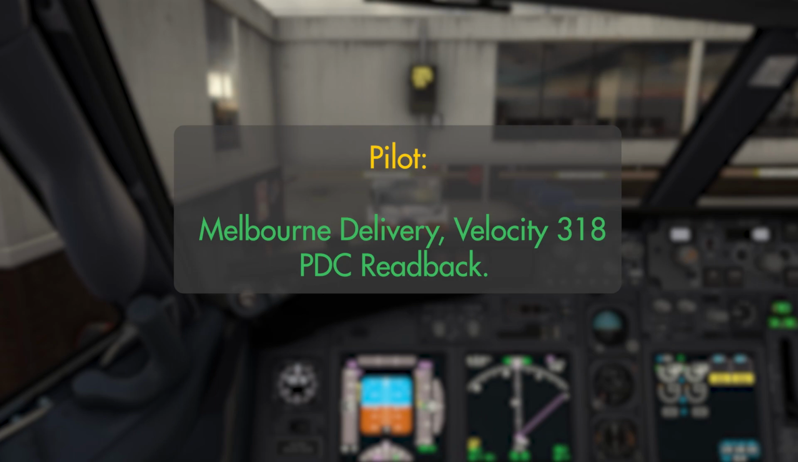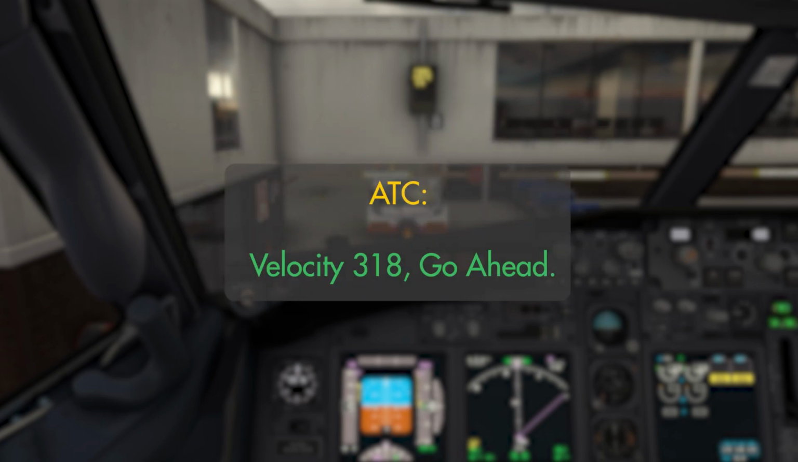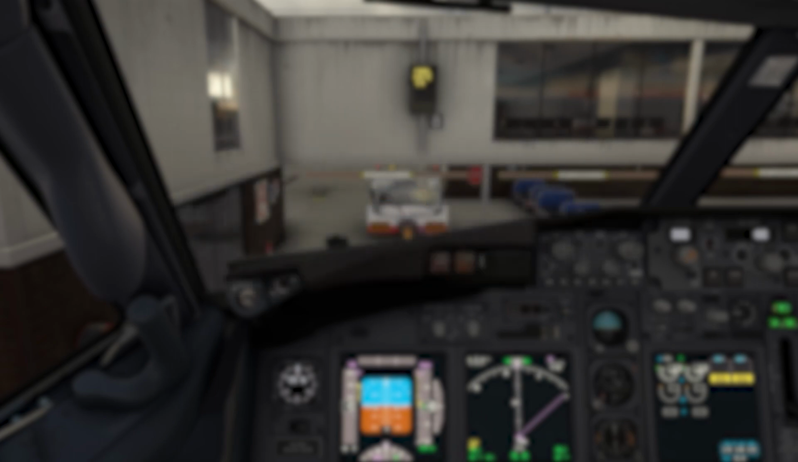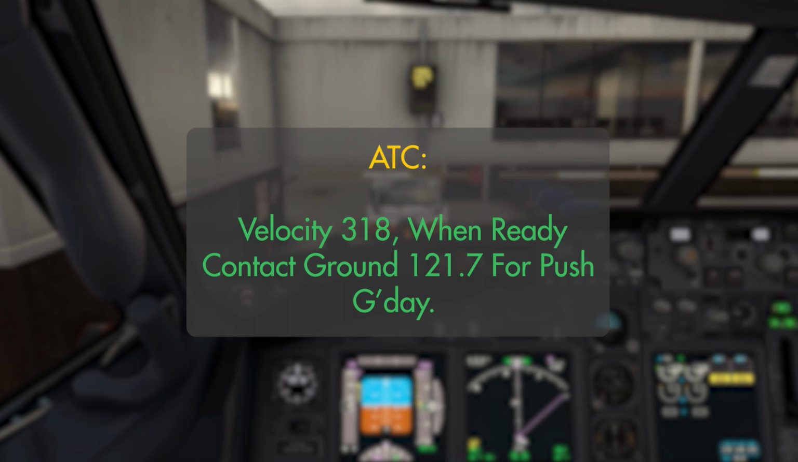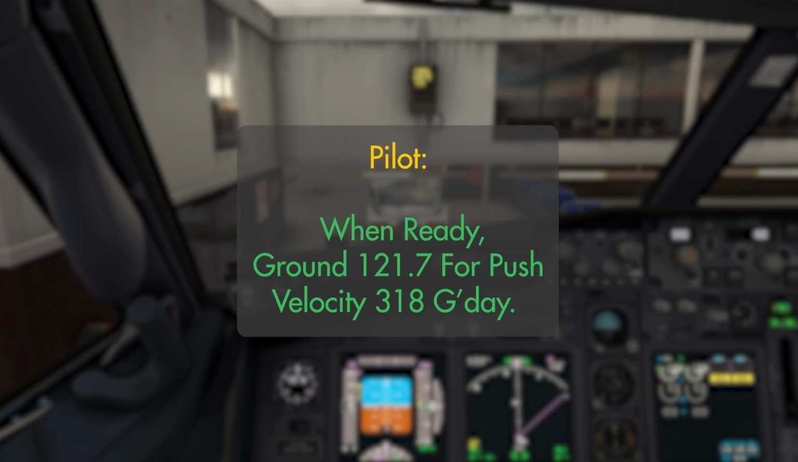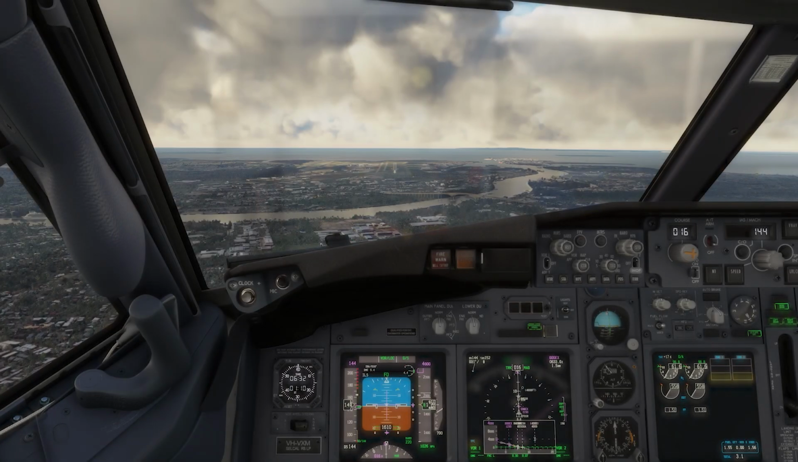Melbourne delivery, Velocity 318, PDC feedback. Velocity 318, go ahead. DOCILE 1 departure, squawk 4441, Bay number Echo 8, Velocity 318. Velocity 318, when ready, contact ground 121.7 for push, g'day. When ready, ground 121.7 for push, Velocity 318, g'day.